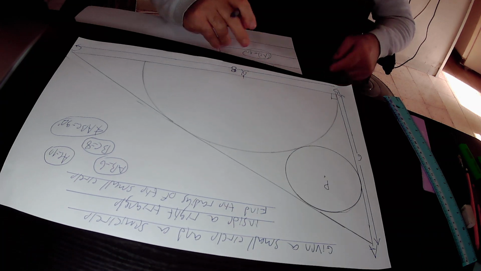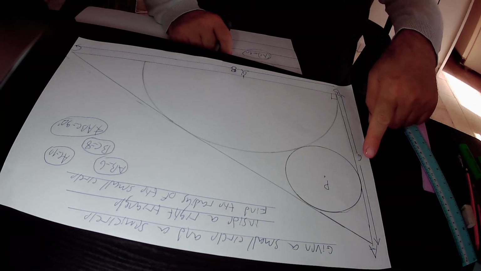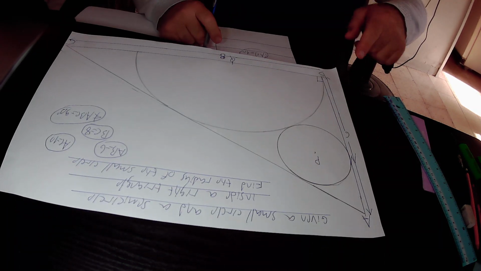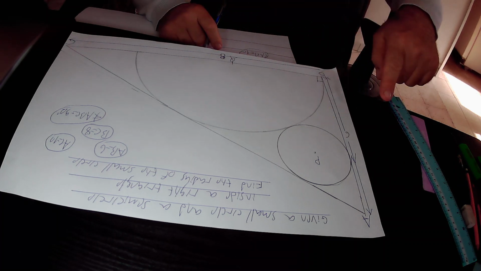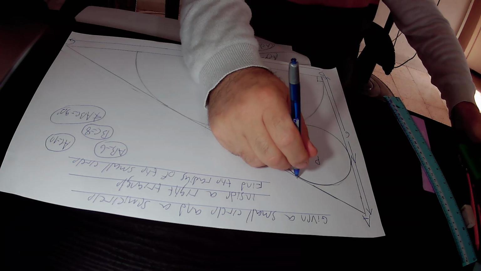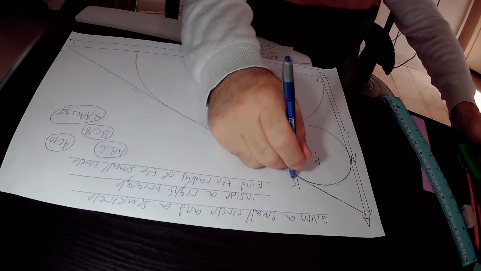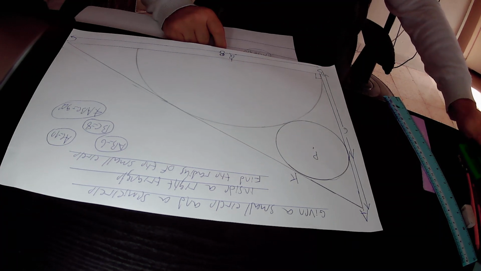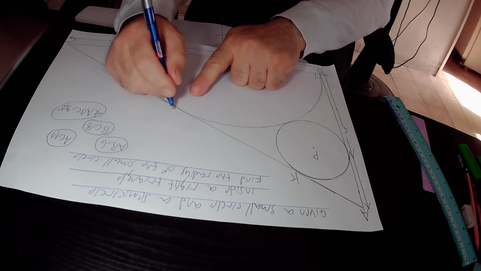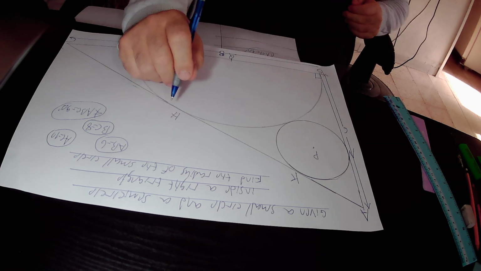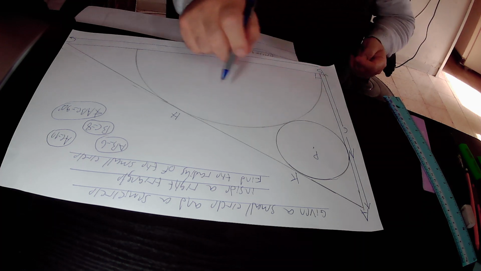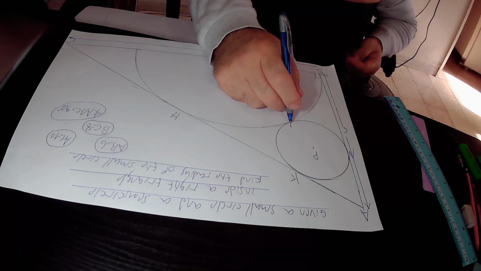Likewise, we define the point of tangency of tangent AB with this small circle. This point is point N. We will define the point of tangency of tangent AC with this small circle. This point is point K. We will define the point of tangency of tangent AC with this big semicircle. This point is point H. And finally, we define the tangent point of this small circle with this big semicircle. This point is point L.